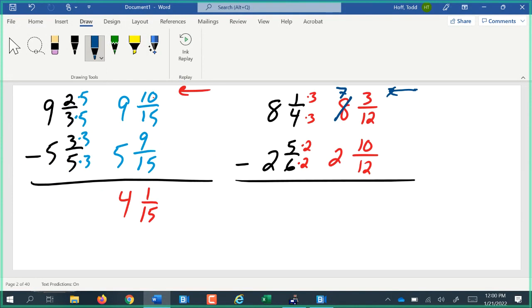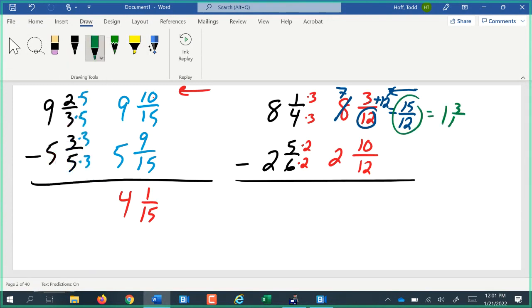And to know how many pieces it has, we look at the denominator. The denominator tells us there's 12 pieces. So we borrowed 12 pieces. So 3 plus 12 is 15/12. Note, 15/12 is equivalent to 1 and 3/12.